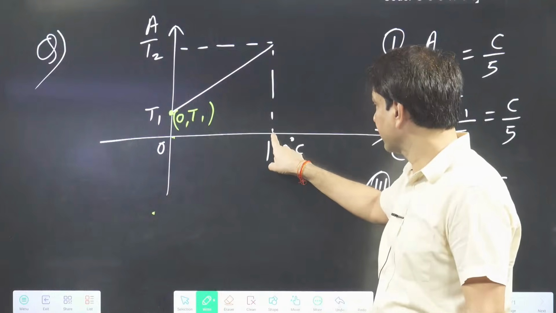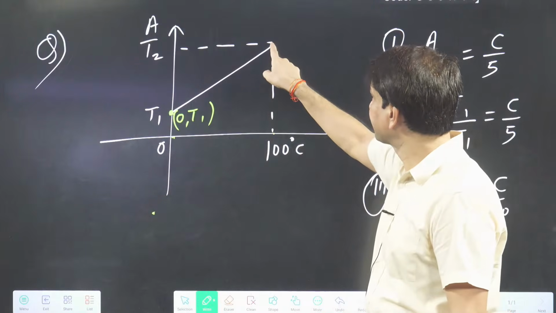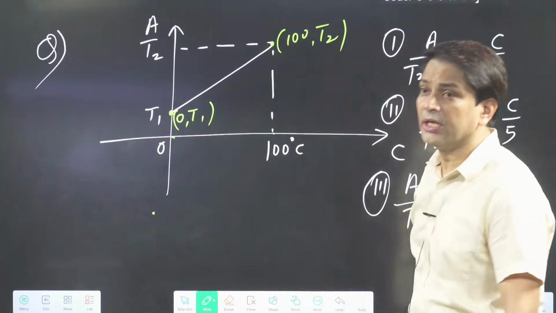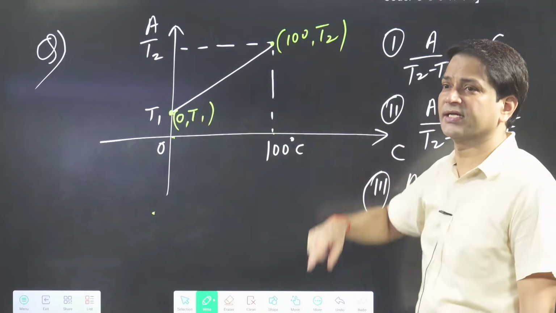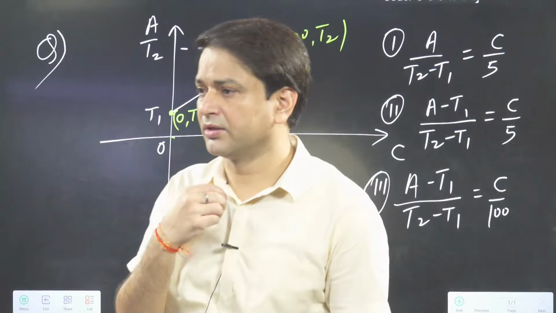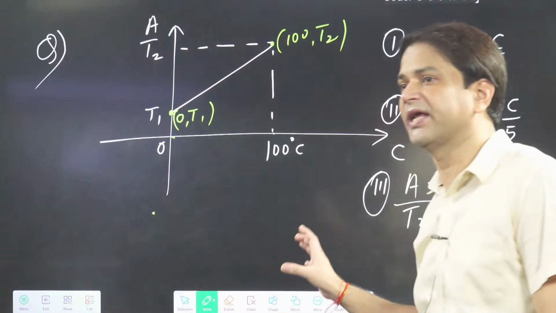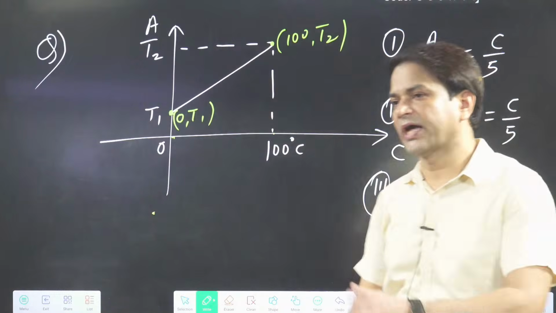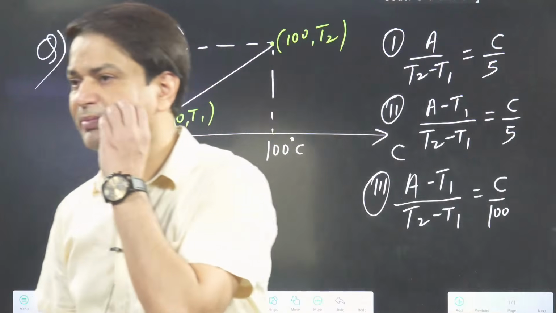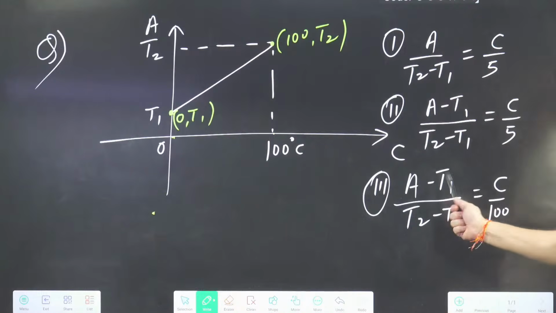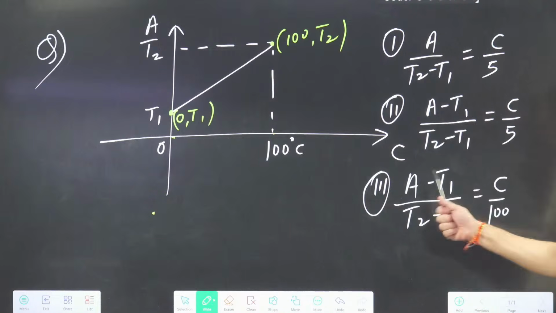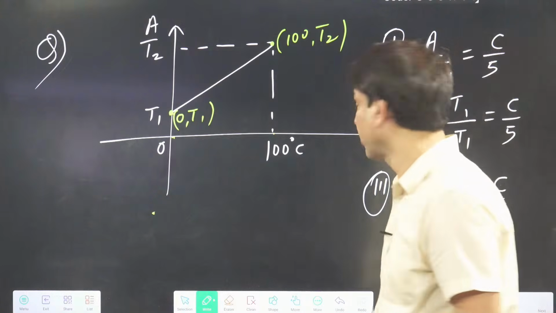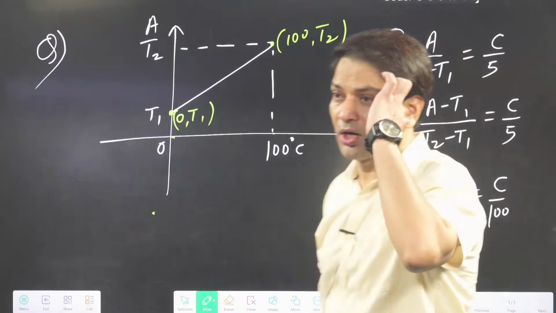Now here temperature is 100. This point will be 100 comma T2. It means when Celsius is 100, scale A is T2. It means UFP of scale A is T2. So LFP T1, UFP T2. Now we can use the TSI and equate the TSI. We can say A minus T1 upon T2 minus T1 for A, and the TSI for Celsius is C minus 0 by 100. So the answer is the third one. Everybody got?